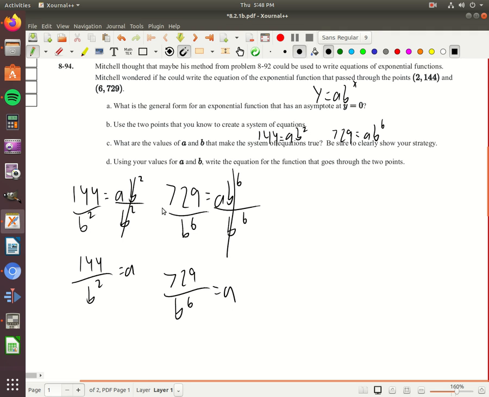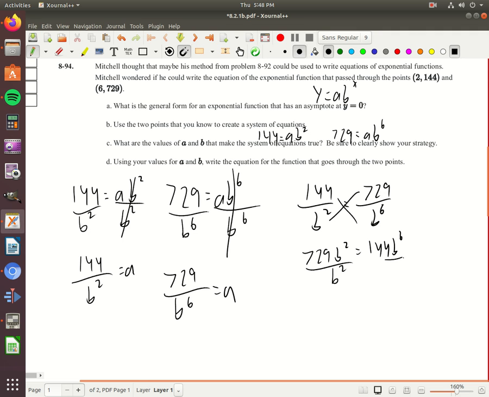Now, I know that a equals a, so 144 over b squared has got to be equal to 729 over b to the 6th. We'll cross multiply here. I'll get 729b squared equals 144b to the 6th. I'll divide both sides by b squared, so I can get them to one side. So 729 equals 144 times b to the 4th. I'll divide both sides by 144.